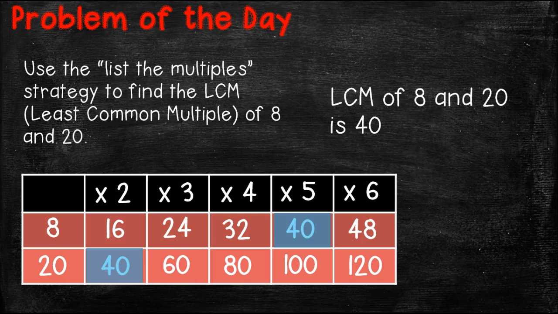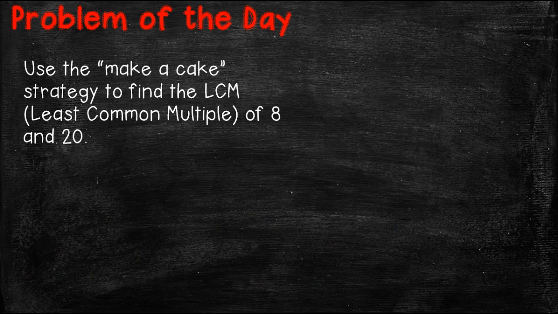Now that's one way to go ahead and find the least common multiple, but I'm going to show you another trick that's a little bit easier. It's called the make a cake strategy. Sound familiar? That's because it's what we've been doing all this week anyway, but you're going to do a little something on the end that will help you find the least common multiple. Just remember L for least.